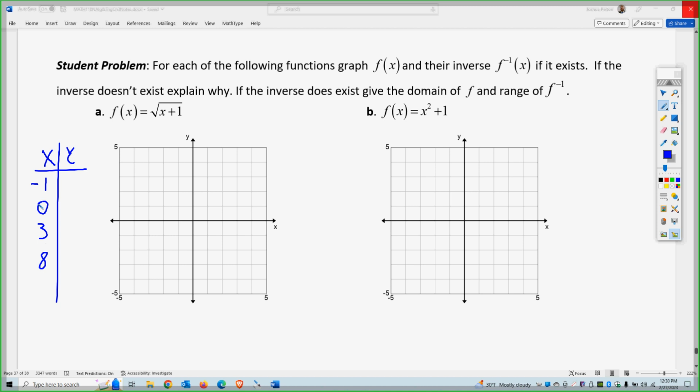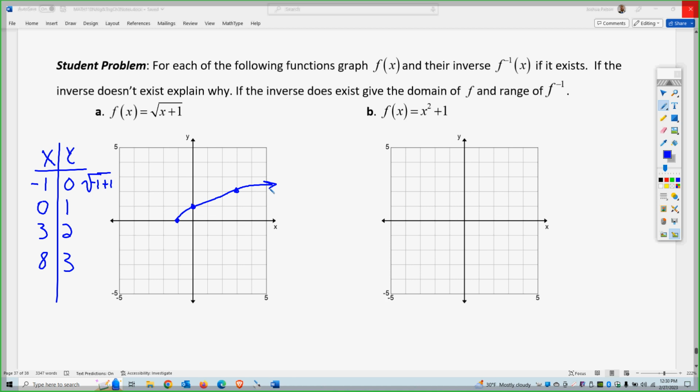So if I plug in -1, I get the square root of -1 plus 1, which is 0. If I plug in 0, I get the square root of 1, which is 1. If I plug in 3, that's 4, and the square root of 4 is 2. Plug in 8, that's really 9, so the square root of 9 is 3. So at -1, I'm at 0. At 0, I'm at 1. At 3, I'm at 2, and then I'm off the graph for the rest of them, but that's fine. We just get that little graph right there.